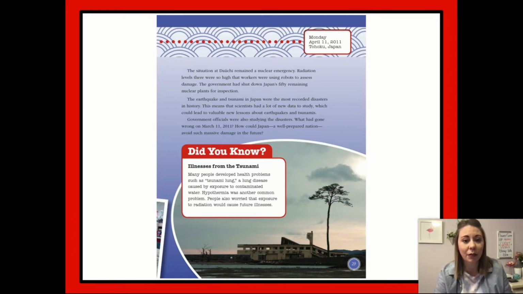The earthquake and tsunami in Japan were the most recorded disasters in history. This means that scientists had a lot of new data to study, which could lead to valuable new lessons about earthquakes and tsunamis. Government officials were also studying the disasters. What had gone wrong on March 11, 2011? How could Japan, a well-prepared nation, avoid such massive damage in the future?